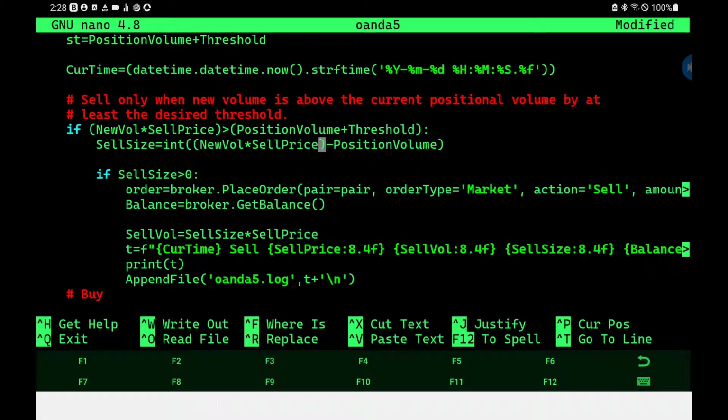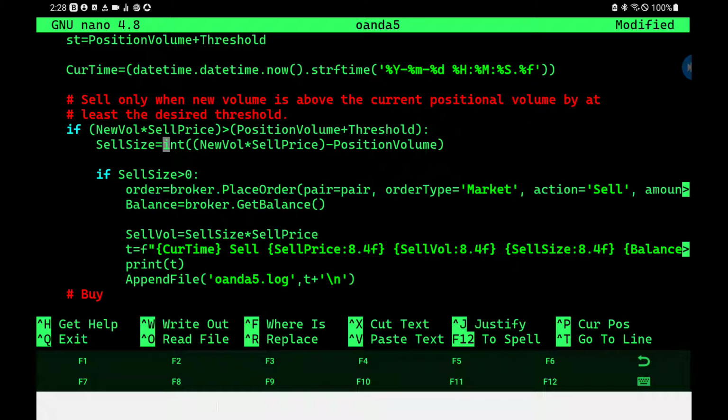then remember units must be whole numbers only. So we want the integer value of the new volume minus our waterline. Whatever amount we are holding above our waterline, that is what we are going to sell.